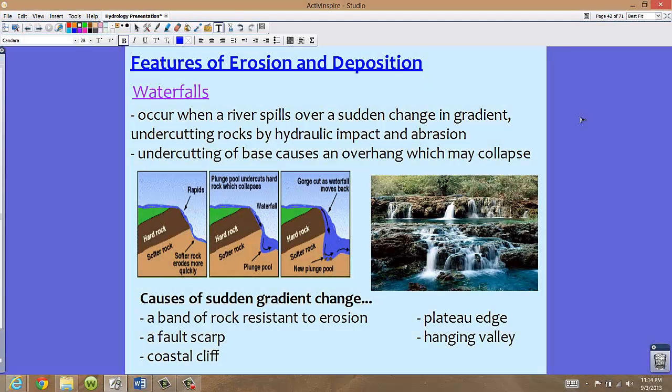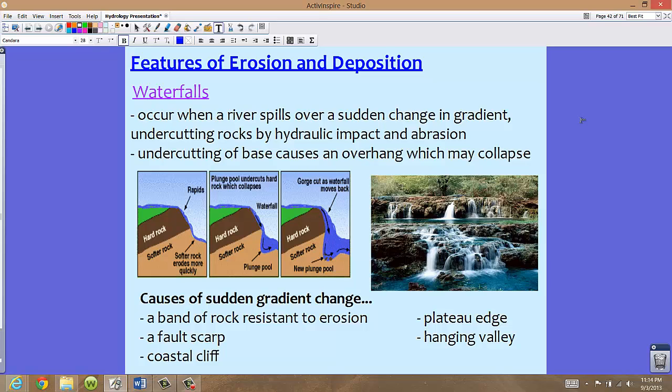Take a look at the features of erosion and deposition. So first, let's take a look at a waterfall. Now maybe you've seen one, maybe you've actually been over one. Waterfalls are actually gorgeous, gorgeous pieces of geology. Waterfalls occur when a river spills over a sudden change in gradient or a sudden change in slope.